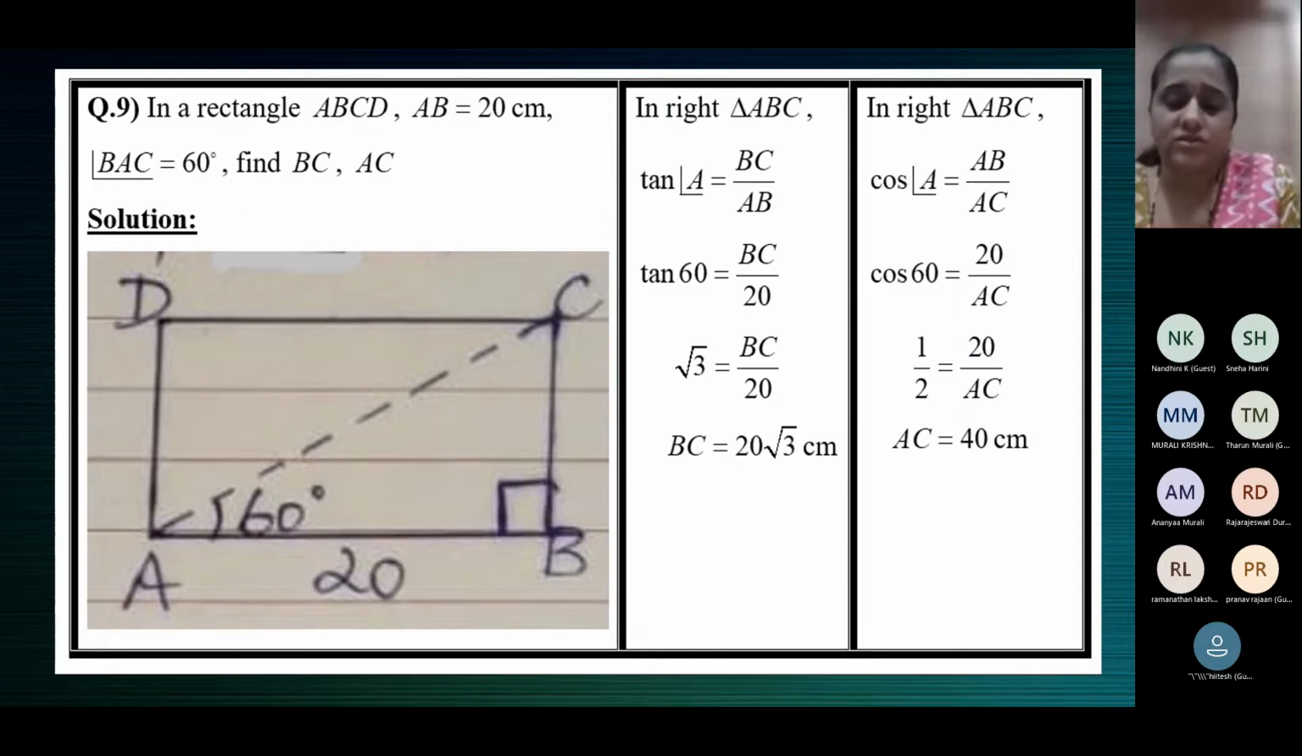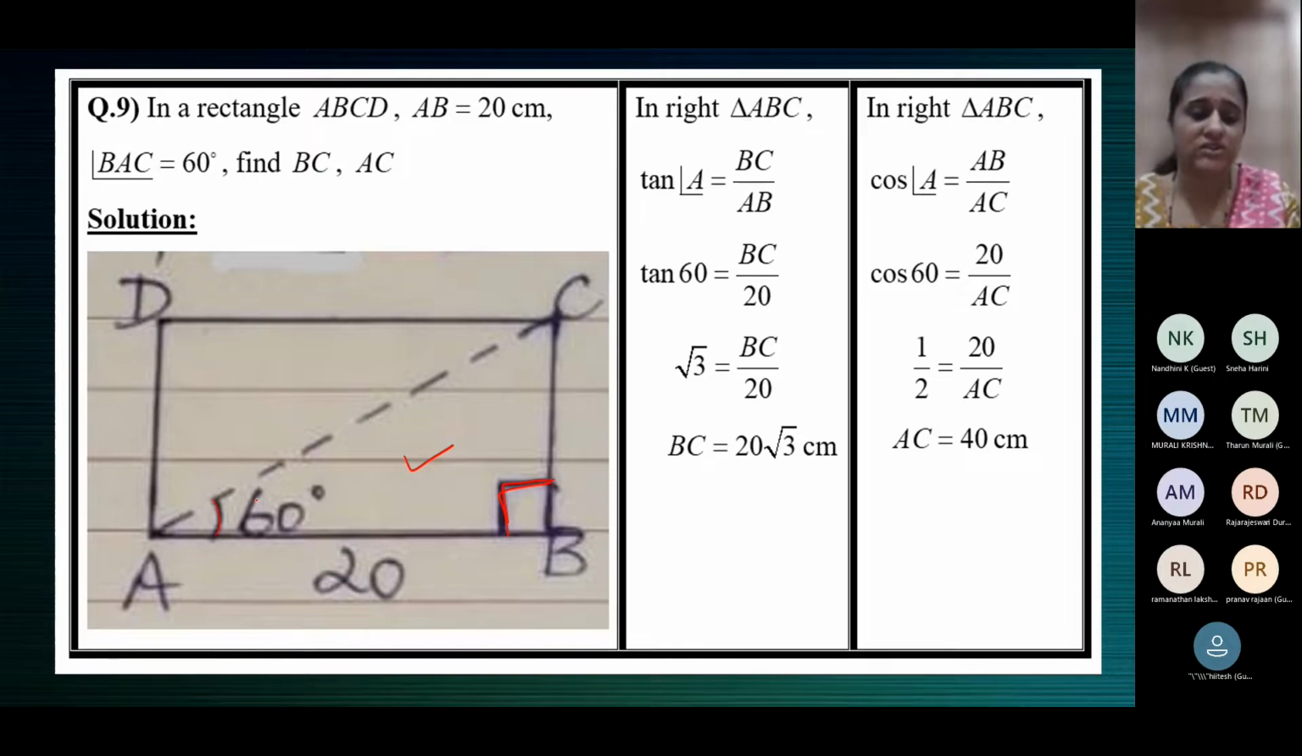So from this, we understand that in a right triangle, when you know one angle and one side, you can find the other sides. See here in this right triangle, why is it a right triangle? Because it's a rectangle, and every corner in a rectangle is a right angle. We know that. So now what information do you have in this right triangle?